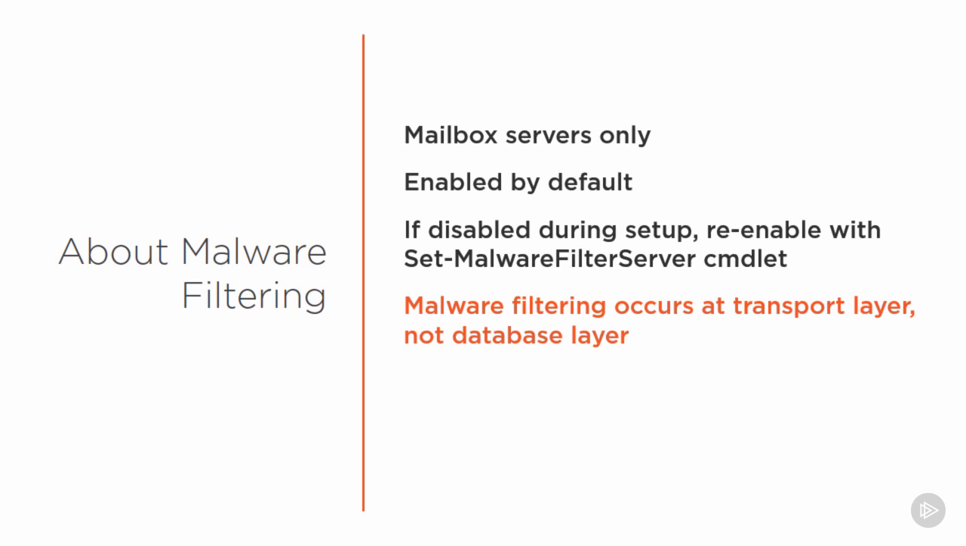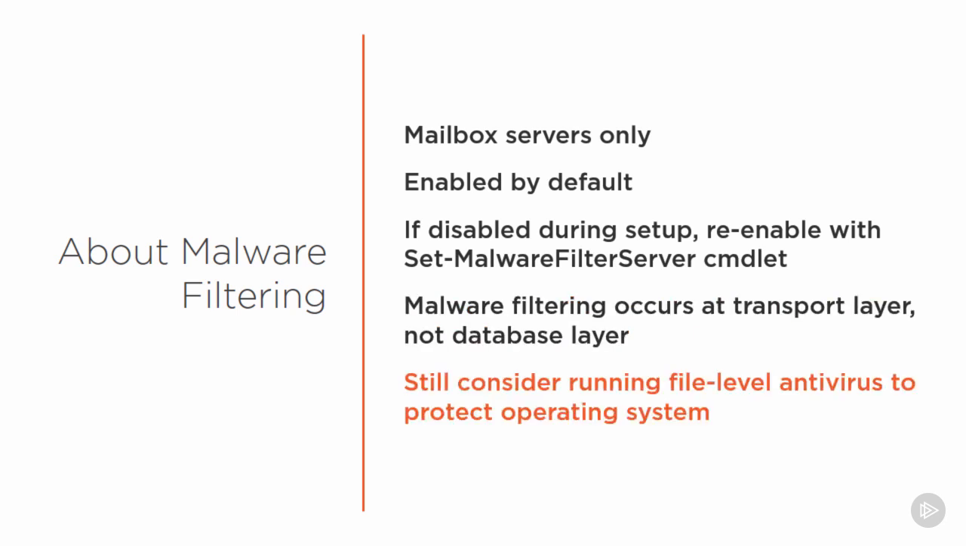And despite the presence of the malware filtering agent, you should still consider running file-level antivirus products on your Exchange servers to protect the operating system and the file system from any malware that may accidentally get onto the server. When you do that, you just need to be sure that you follow the recommendations that Microsoft publishes on TechNet about excluding specific folders and file types and processes from that file-level antivirus so that there's no file locks or conflicts with how Exchange works.